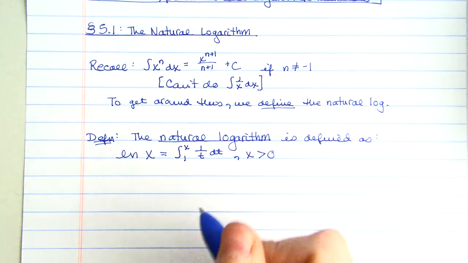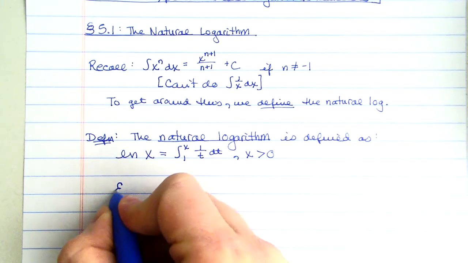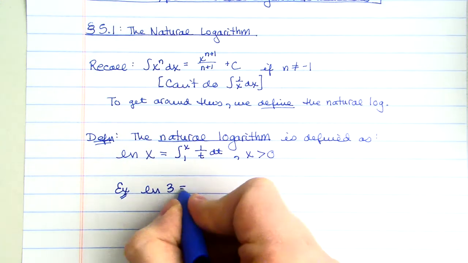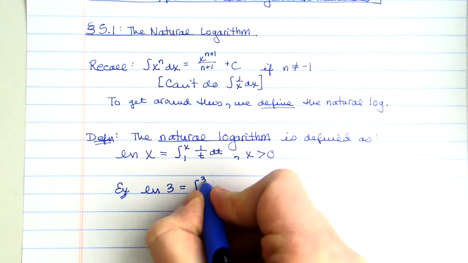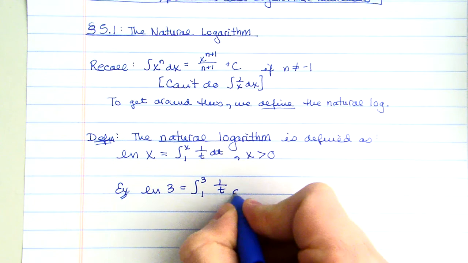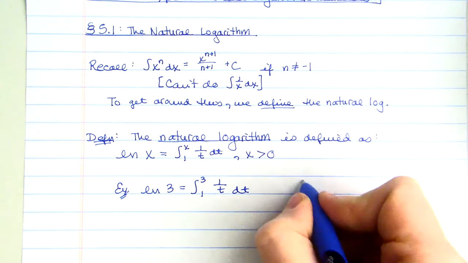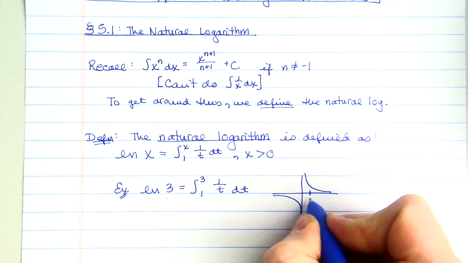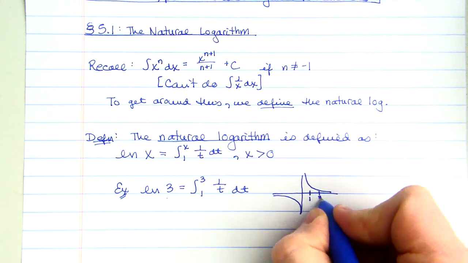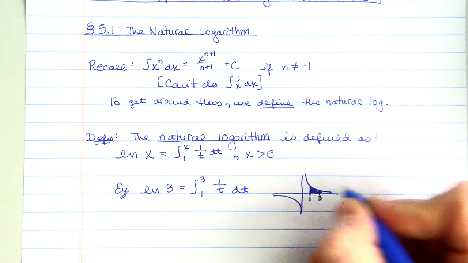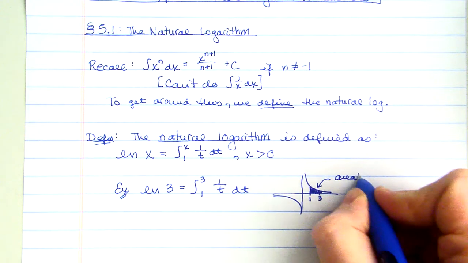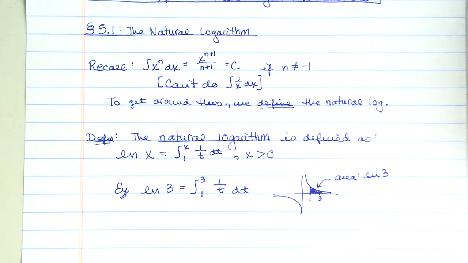Okay, so you know what? I think the best way to understand this is by looking at a few examples. The natural log of 3 is defined as the integral from 1 to 3 of 1 over t dt. Okay, so you know what 1 over x, 1 over t looks like. It's that reciprocal function over there. The natural log of 3 is defined as the signed area, starting at 1, going to 3. The area underneath this curve, between 1 and 3, whatever that area is, is defined as the natural log of 3.